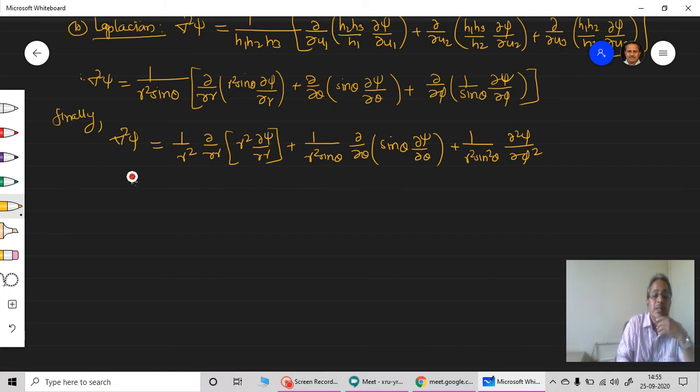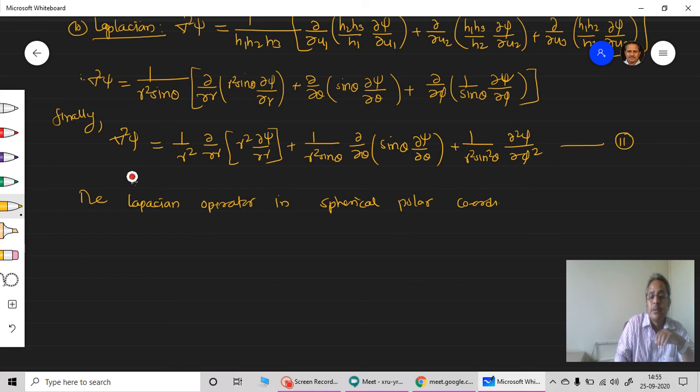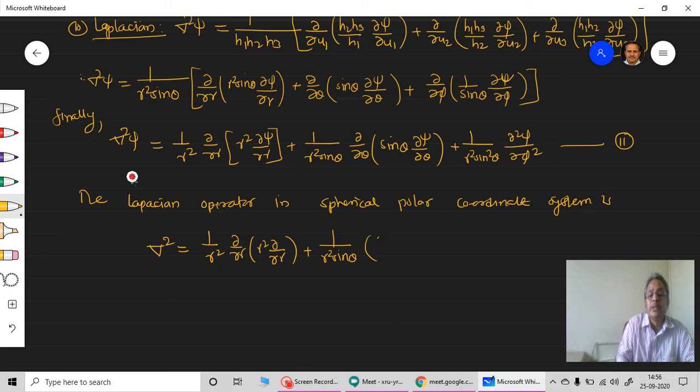Okay, and remember, this is the Laplace equation, whatever number we are getting, and the Laplacian operator in spherical polar coordinate system is, just remove the psi everywhere, you will get this operator: del square scalar operator is equal to 1 upon r square ∂ by ∂r of r square into ∂ upon ∂r, plus 1 upon r square sin theta into the bracket ∂ by ∂theta.